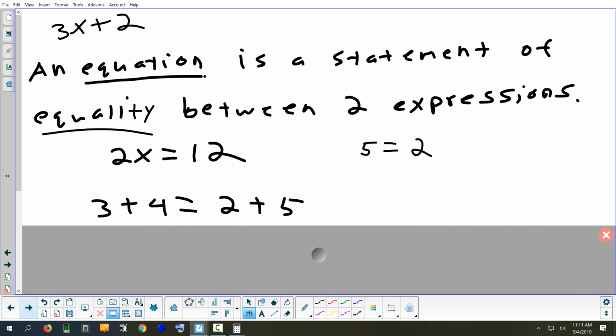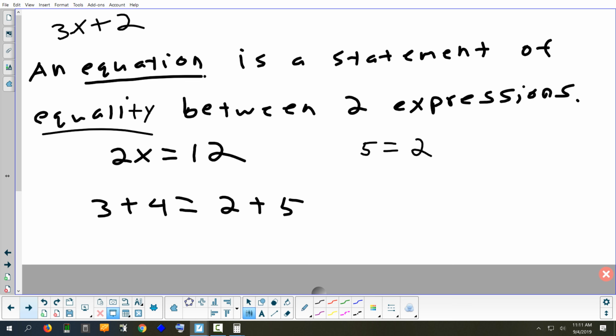So here's 3 examples of equations. These are all equations. 2x equals 12. 3 plus 4 equals 2 plus 5. And 5 equals 2. There are 3 different kinds of equations, though. They all have different names. Does anybody have any thoughts about any of those 3 equations? Any comment about any of them?